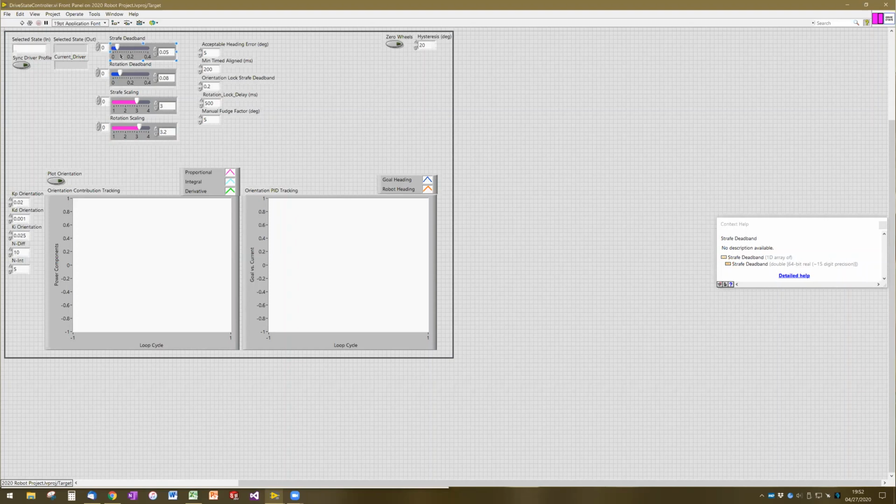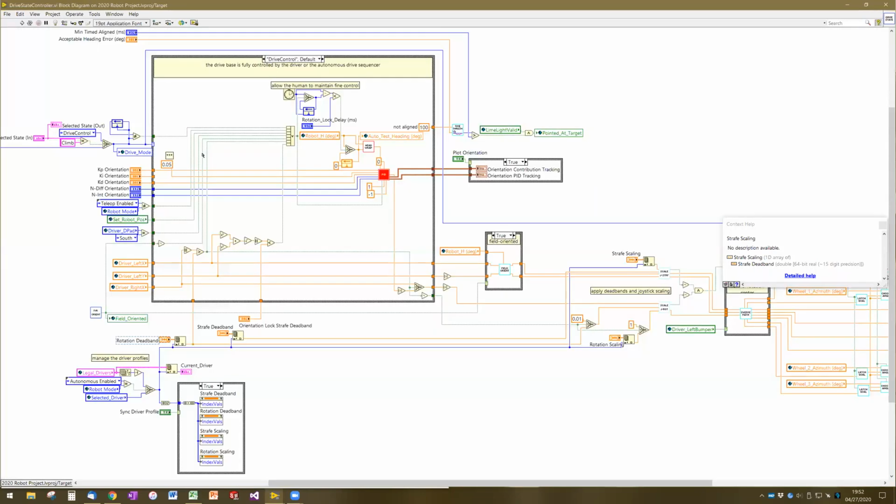And all of these controls, these sliders, are actually inside of an array. If we click up on this button, we can see that different array elements have different values. Each driver gets one array element, so each driver gets a set of these 4 values. Driver 0 has these 4 values, and driver 1 has these 4 values. You can see that the strafe scaling is different for driver 1 compared to driver 0.